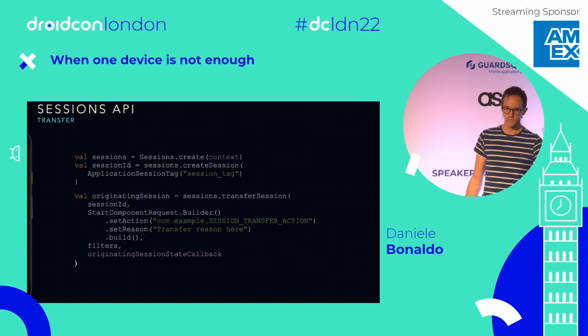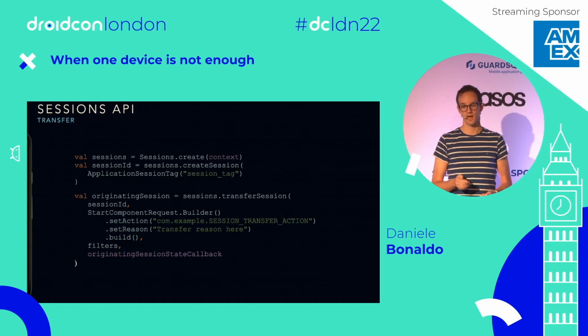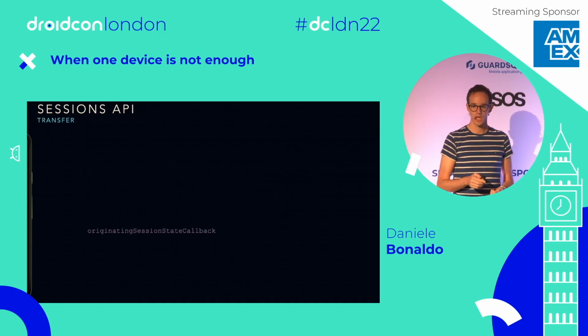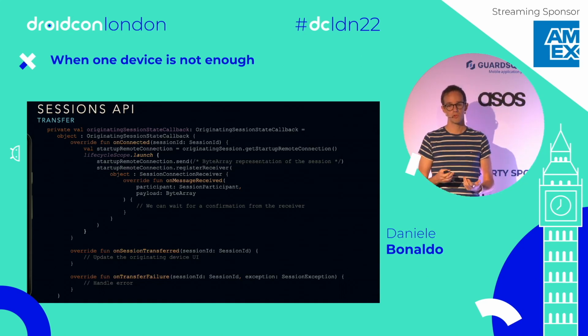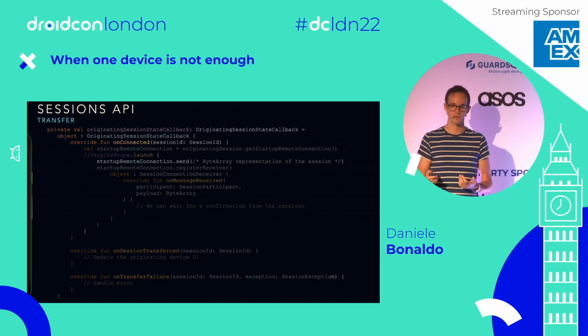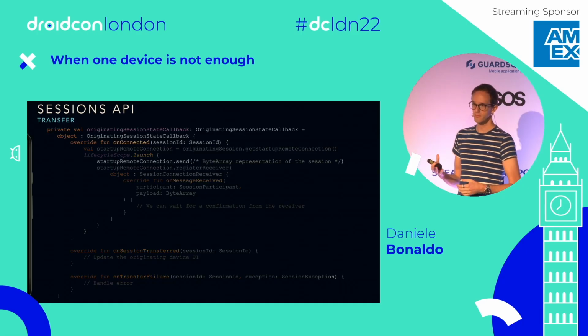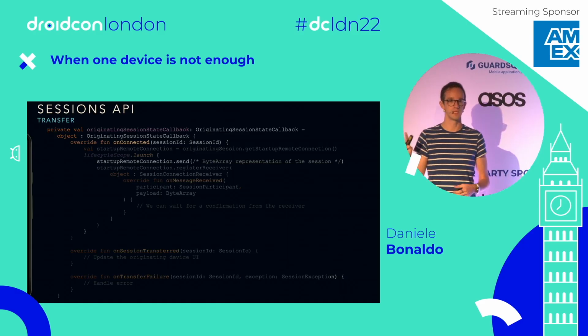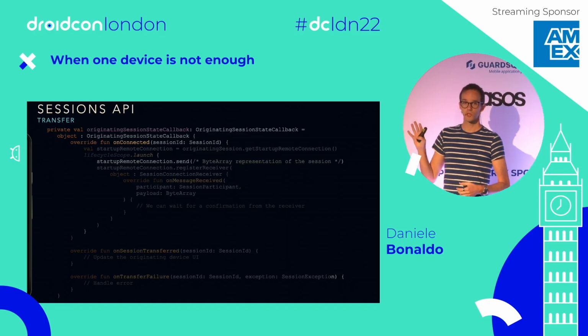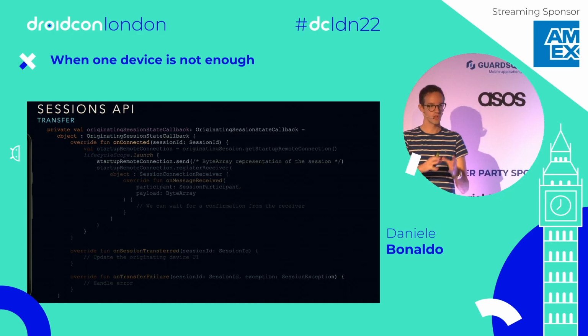What is different here is that you have an originating session state callback. This one is a callback that allows you to understand when you are connected to the other device. And at that point, what you can do, and the most interesting thing about this one, is actually send an actual representation, a byte array representation of your application state. Again, this is totally agnostic of what is your app business model. Here, what you send is the representation of whatever it is in your application.